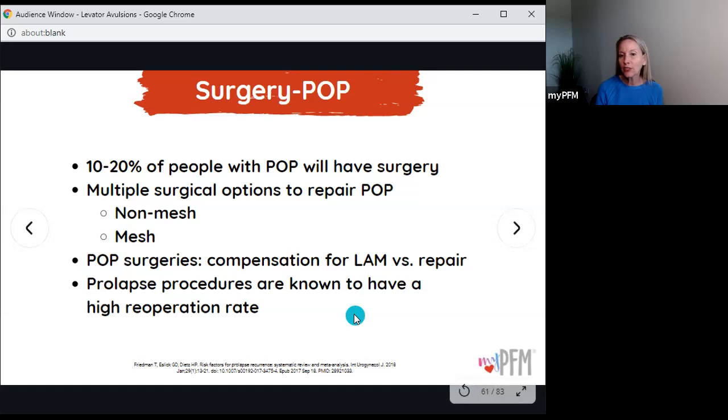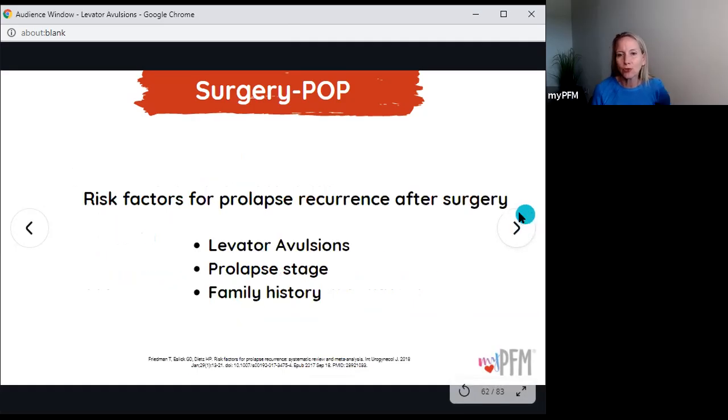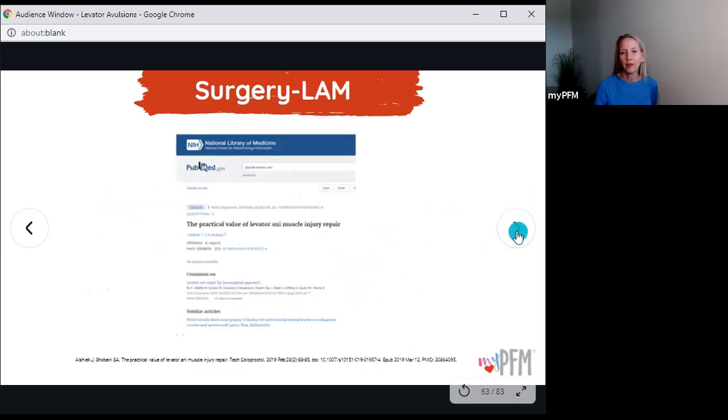Prolapse procedures are known to have a high reoperation rate. And remember back to some of the risk factors, if you have a levator avulsion, your risk of having the prolapse reoccur after surgery increases. So risk factors for prolapse reoccurrence after surgery: levator avulsions, prolapse stage, and family history.